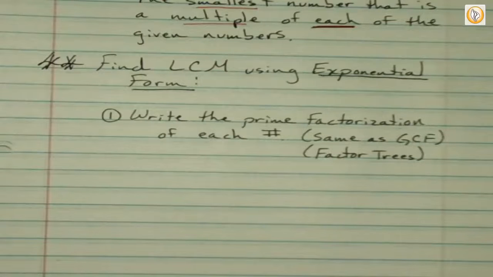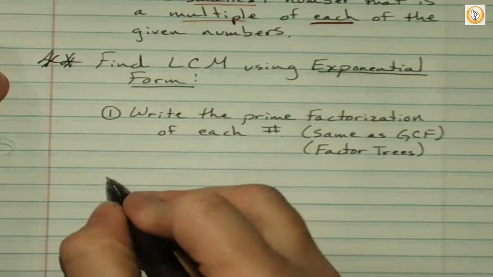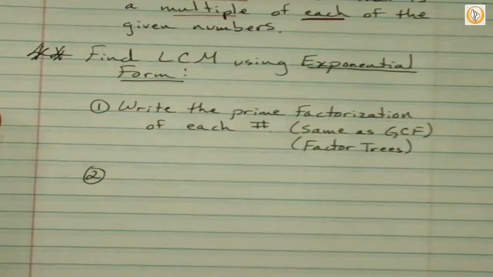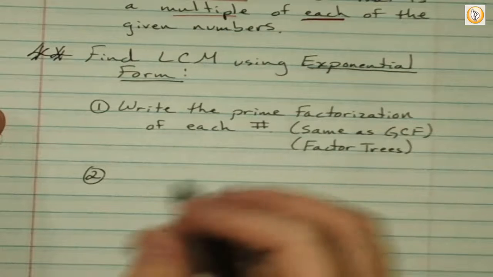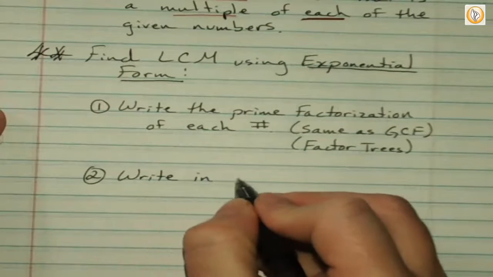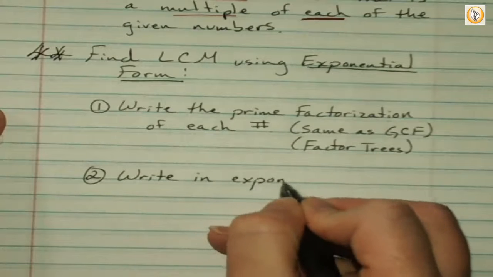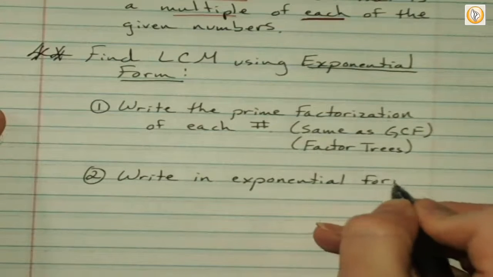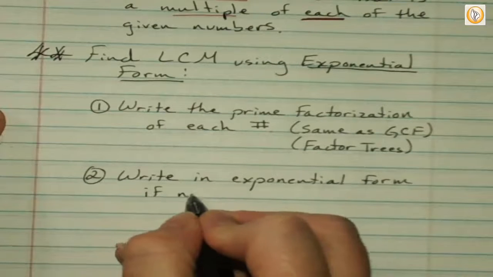You know how you list out the prime factors and then you put them in exponential form. Why are they called factor trees? Because when you do those little things, I guess they say it looks like a tree, like on a Christmas tree. Okay, so the first step is to do a factor tree. Second step is to write in exponential form if needed.